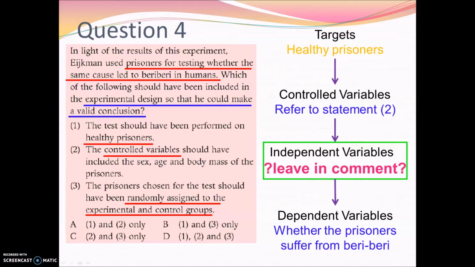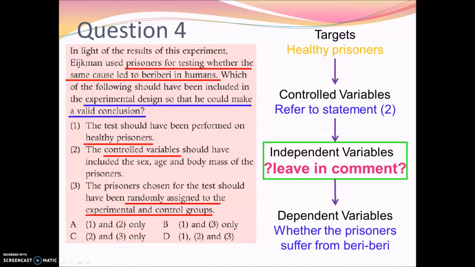So the first one is that we need to pick some healthy prisoners first. It makes sense, because if we had picked some unhealthy prisoners, they may be suffering from other diseases, or they may already be suffering from beriberi. It will affect our results and make them inaccurate.